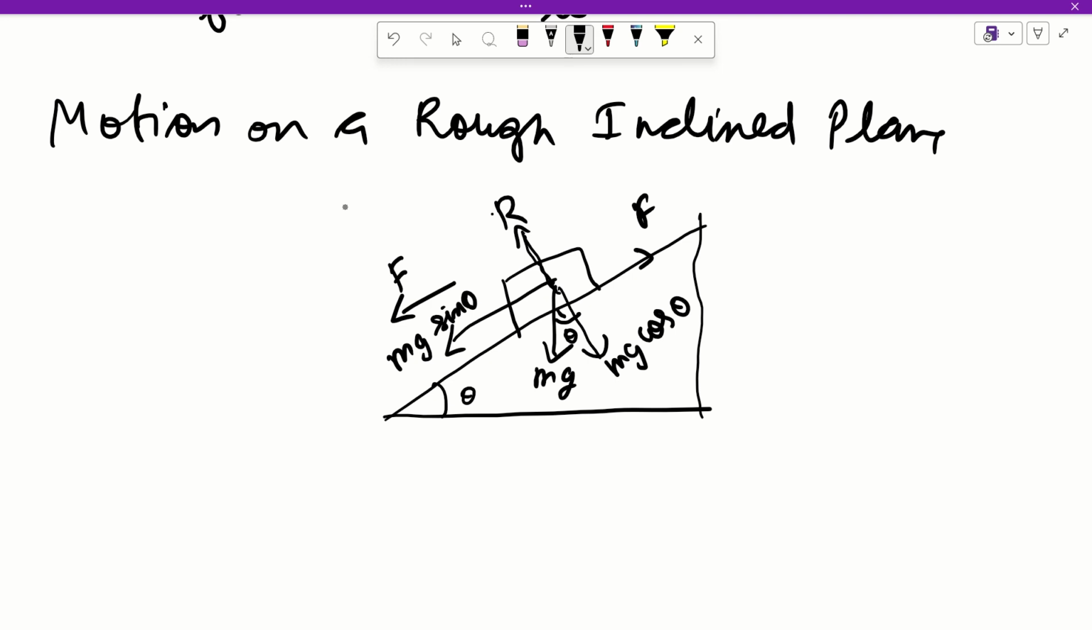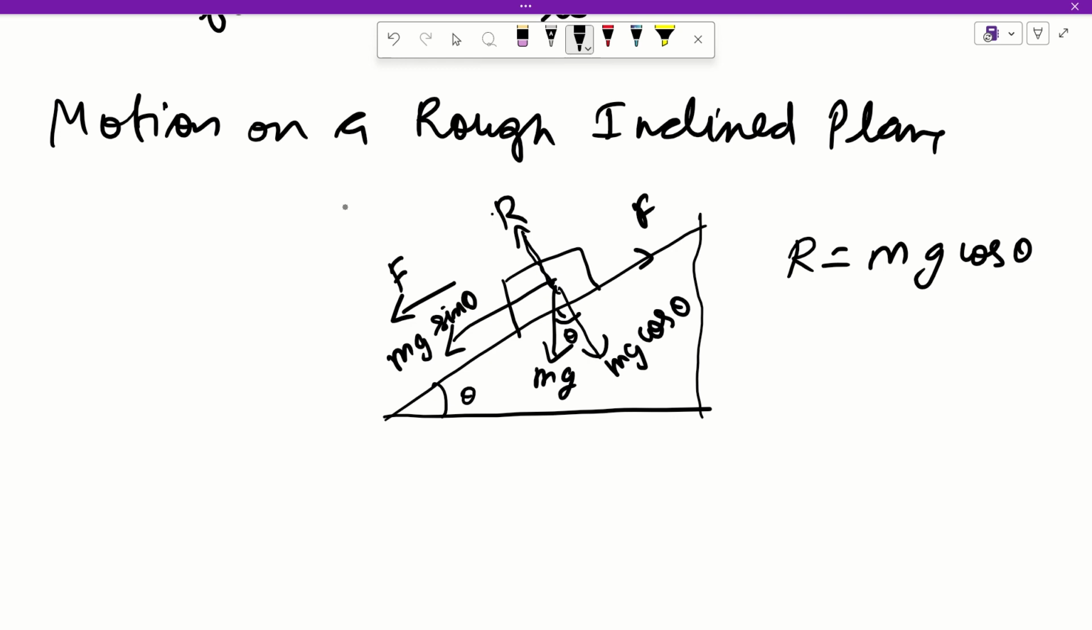When an object moves along an inclined plane, different forces act on it, like the normal reaction of the plane and the frictional force acting in the opposite direction of motion. Different relations of motion are given below. The normal reaction of the plane is given by R equal to mg cos theta.